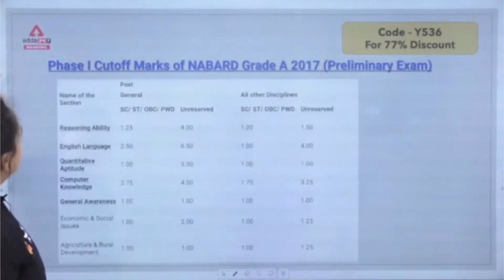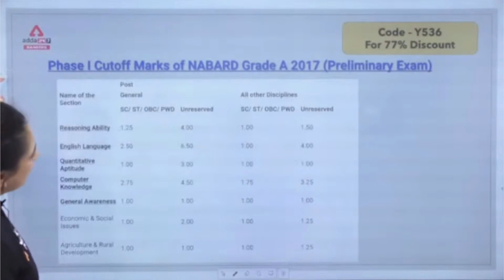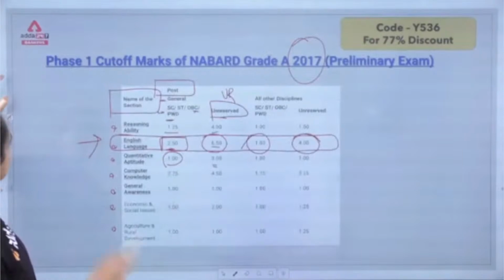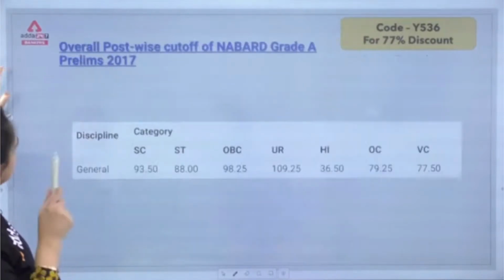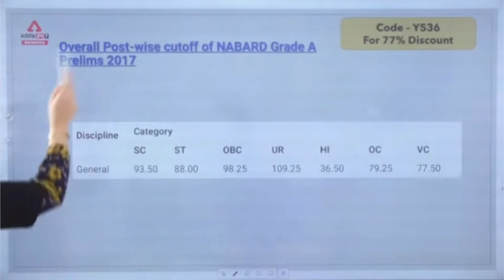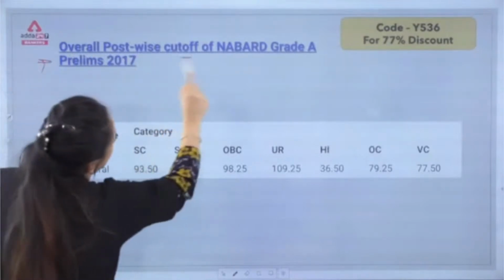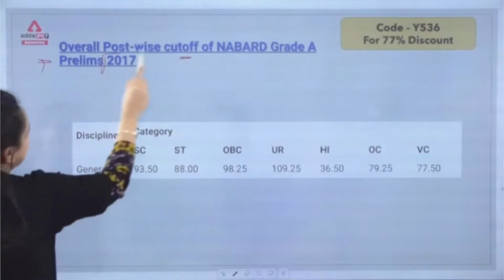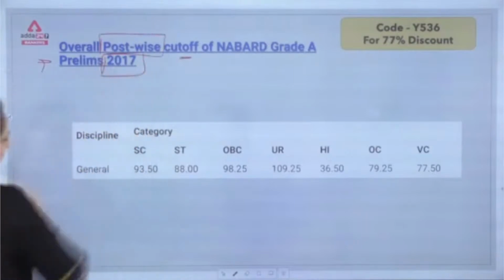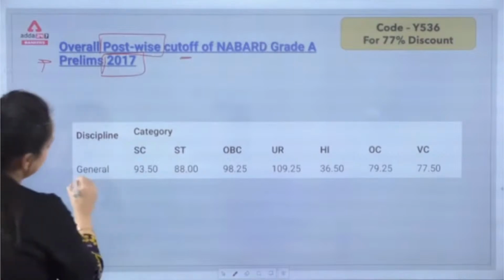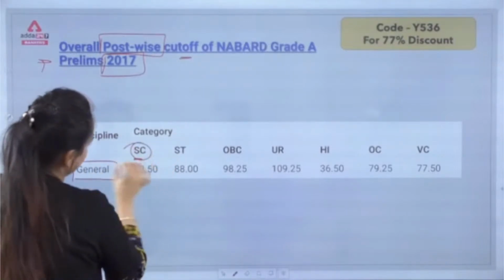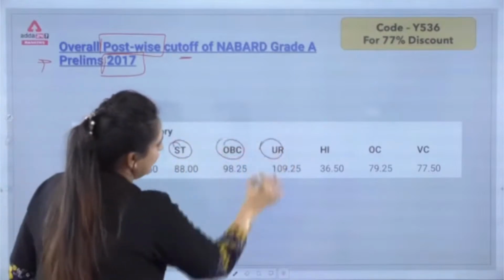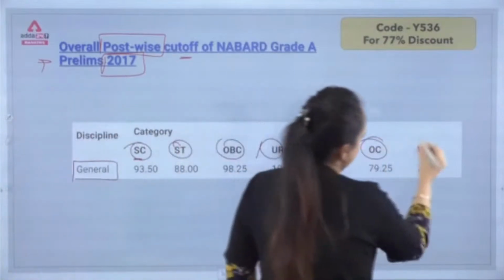Moving forward, my dear, for the phase 1 cutoff of NABARD grade A 2017 prelims, herein again, all right, I think this section is probably the same. All right. So moving forward, now the next one. Now this is the overall post-wise cutoff for NABARD grade A prelims 2017. So this is post-wise cutoff. Herein for general, again I have mentioned, for category this is SC, ST, OBC, UR, HI, OC and VC.